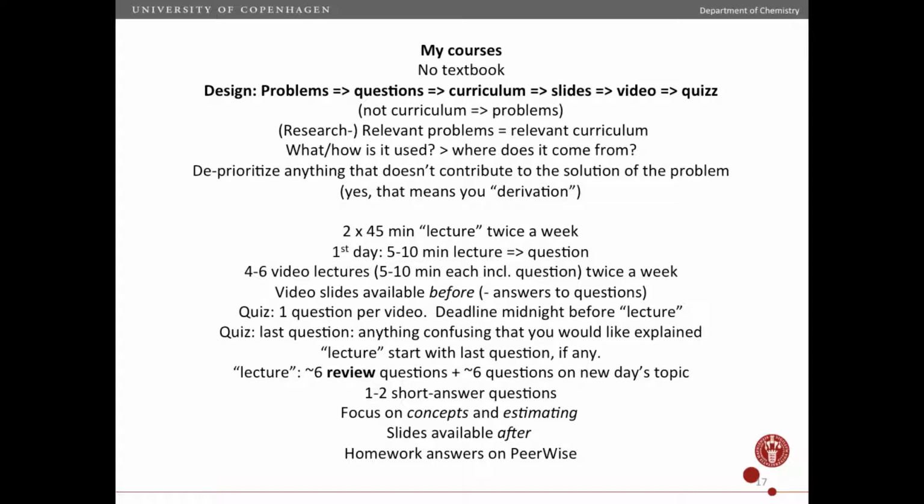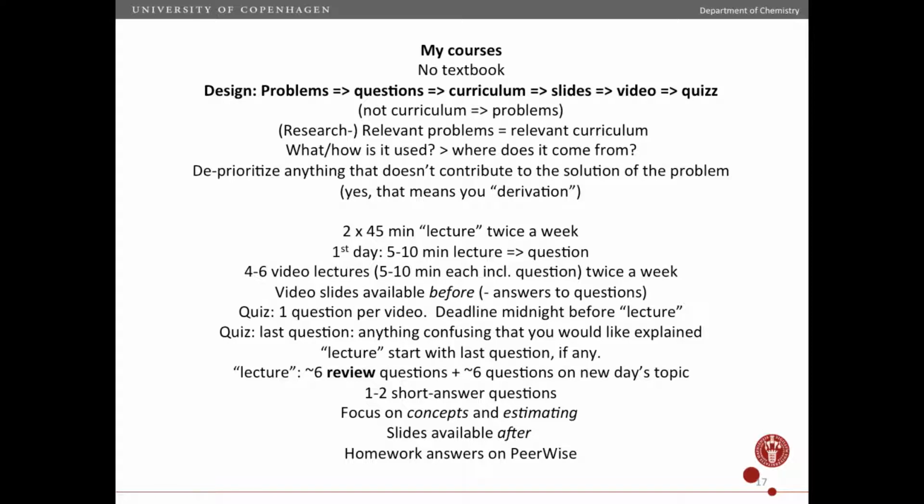And so in my personal experience, I teach a lot of physical chemistry. And that means I've de-emphasized derivation a lot. And no one has complained about this, believe me. So at Copenhagen, we're on a quarter system.